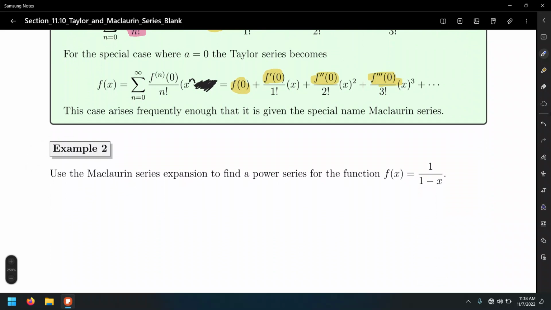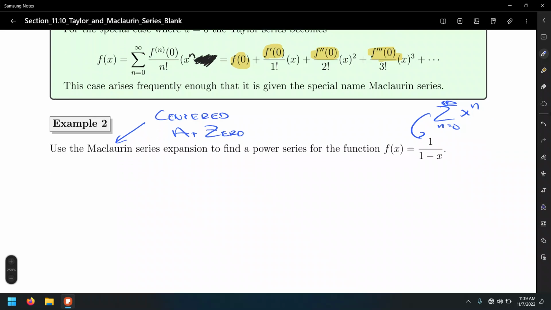Alright, use Maclaurin series to find a power series for the function f of x equals 1 over 1 minus x. Well, this one you already know. You know it from last week. This is the sum from n equals 0 to infinity of x to the n. That's actually the general geometric series. However, we are going to obtain it by using Taylor, or rather Maclaurin series. Whenever they tell us Maclaurin, it means centered at 0. So let's go ahead and do this.